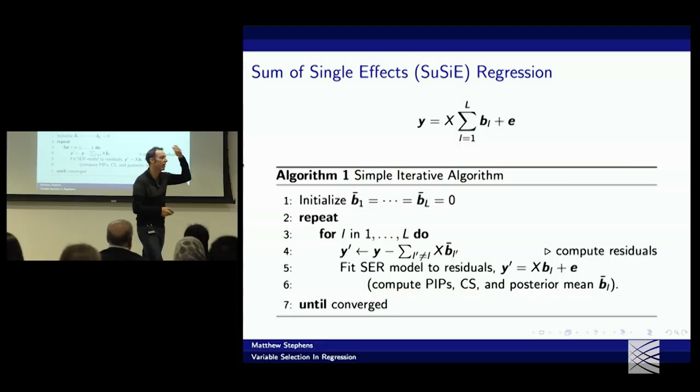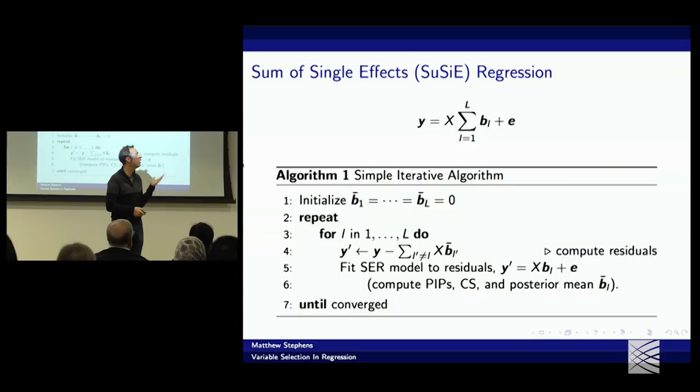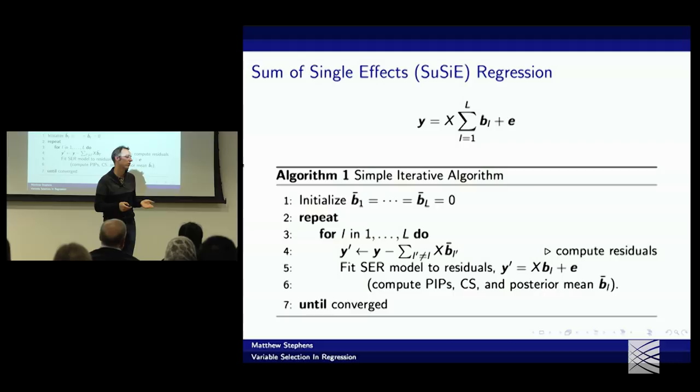Is capital L less than the number of SNPs? Great question. For now, capital L is going to be some upper bound on the number of causal SNPs you want to allow for. So typically, in a fine mapping scenario, at least in eQTL, P might be of the order of 1,000, and L might be of the order of 10.